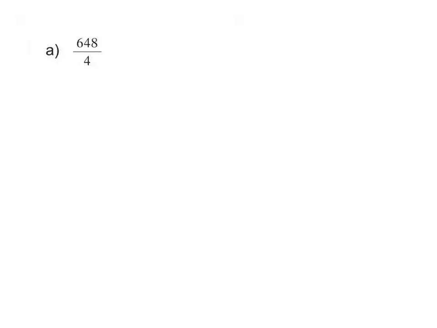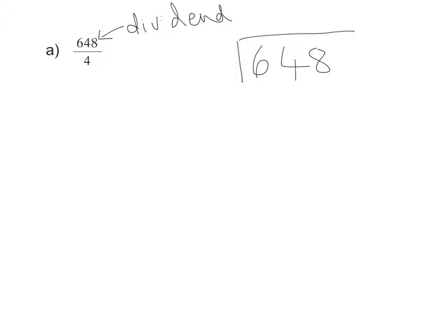Alright, so you have your bus stop. You're going to put what's called your dividend underneath the bus stop. Your dividend is the thing you're dividing. So your dividend in this case is 648. This is your dividend. And whatever your divisor is, whatever you're dividing by, you put here, 4. So this means 648 divided by 4, which most of you are already familiar with, and sorry if this is going over something you already know, I just want to make sure everyone is confident on these.